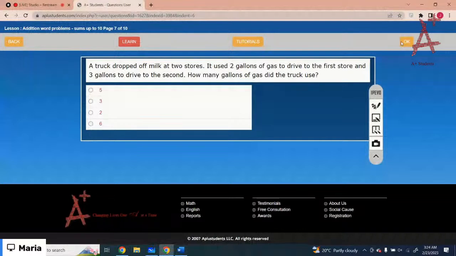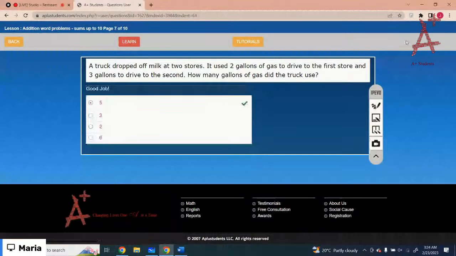Okay, the next one is: a truck dropped off at 2 stores. It used 2 gallons of gas to drive to the first store and 3 gallons to drive to the second. How many gallons of gas did the truck use? Very good. 3 plus 2 makes 5. So the total gallons the truck used is 5 gallons. The correct option is 5. So just select the correct option and click on the OK button.